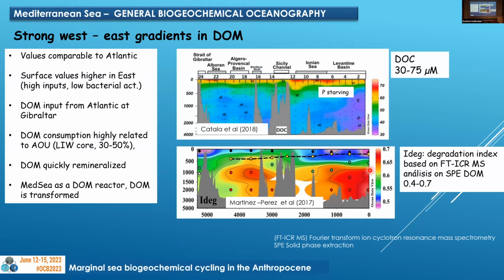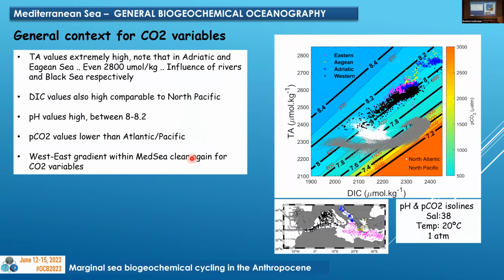Here you can see a degradation index for organic matter, and you can see it indicates how organic matter is reworked and transformed, and you see higher indexes for the deep waters, and how the index also increases with the Levantine intermediate water that comes out with the Mediterranean outflow.